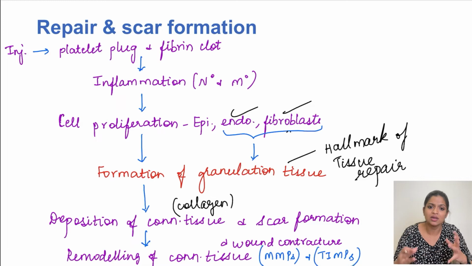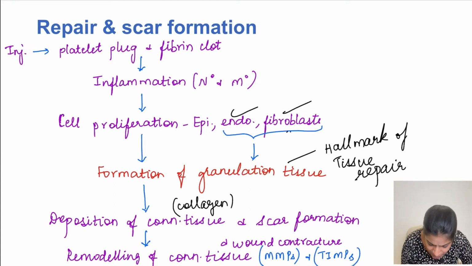Now what should happen? The scar has to get trimmed. It will get remodeled, basically, and this happens with the help of a few enzymes like matrix metalloproteinases. Matrix metalloproteinases are MMPs, and these enzymes usually need zinc as a cofactor, okay?